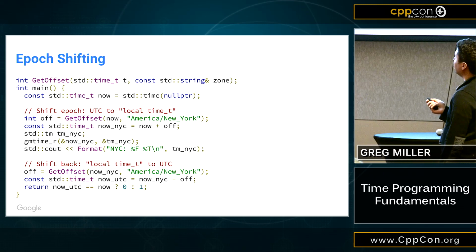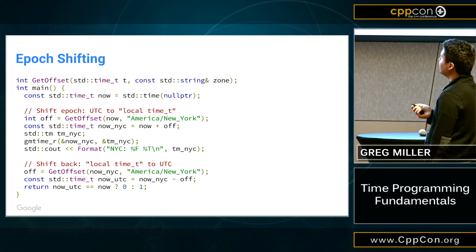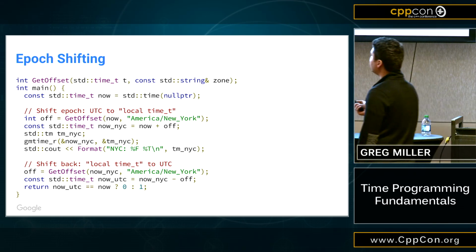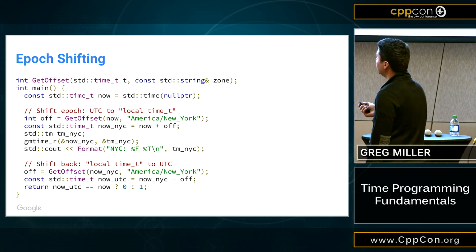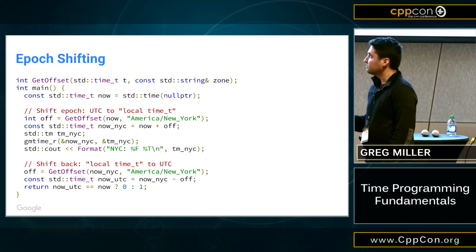Now let's see what we're doing. Again, we get the current time. Now this first block here, I call getOffset in America/New_York, at now, at the current time. Give me the current offset. Then I'm going to take that offset and I'm going to add it to now. And I'm going to store it in another variable here I'm calling nowNYC.